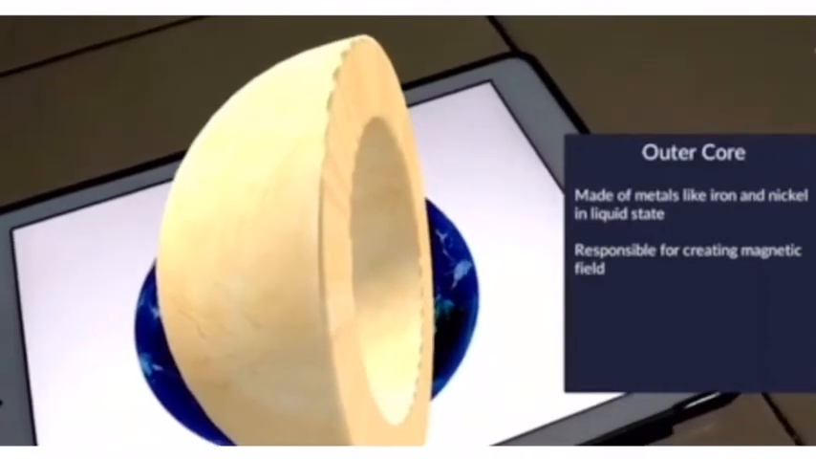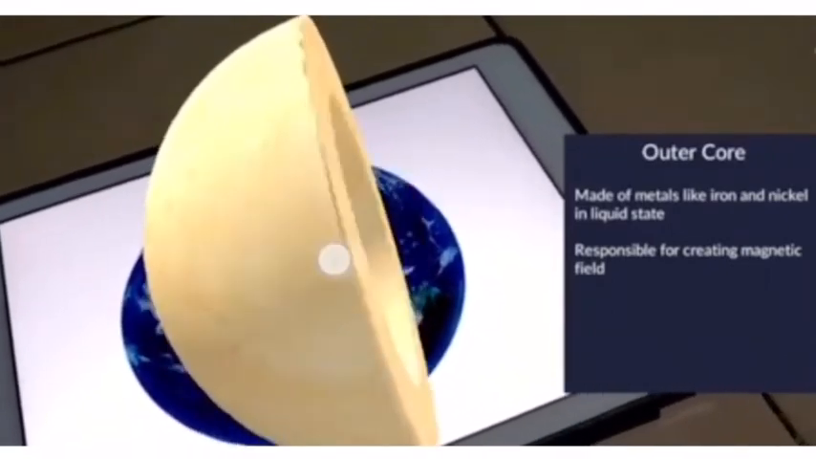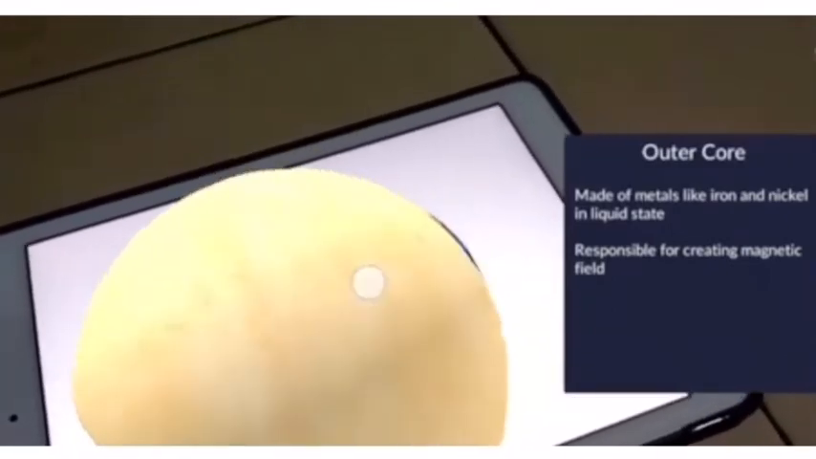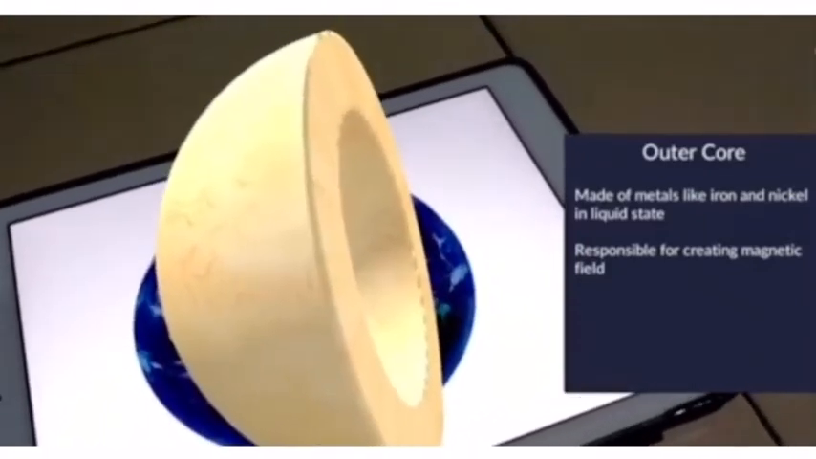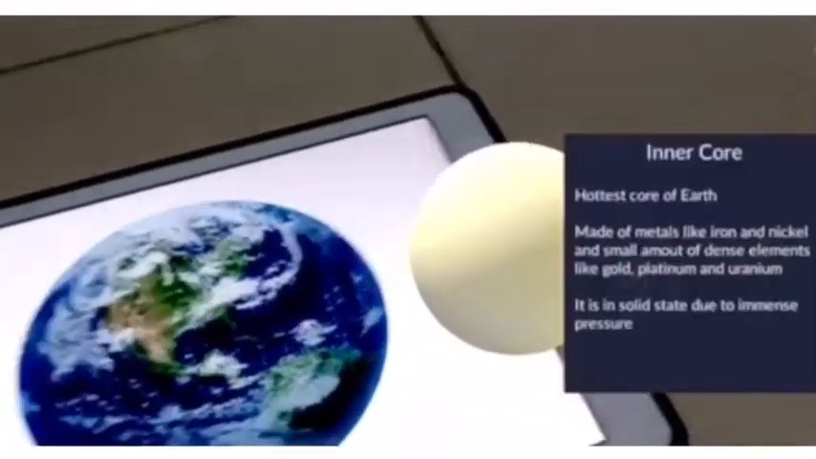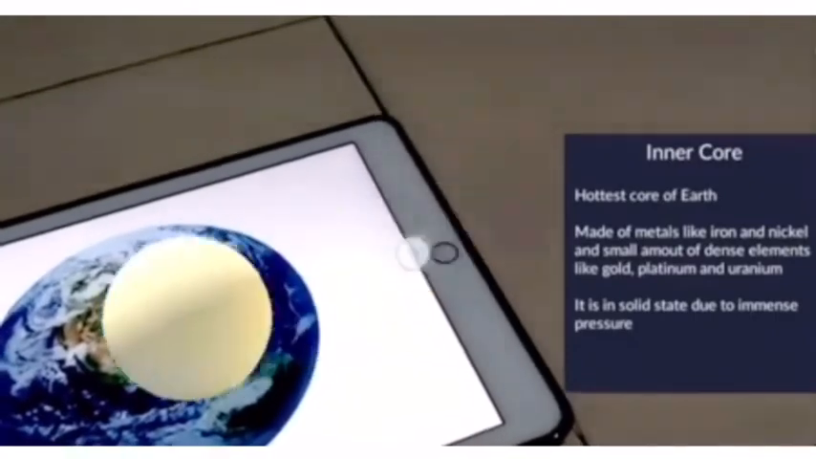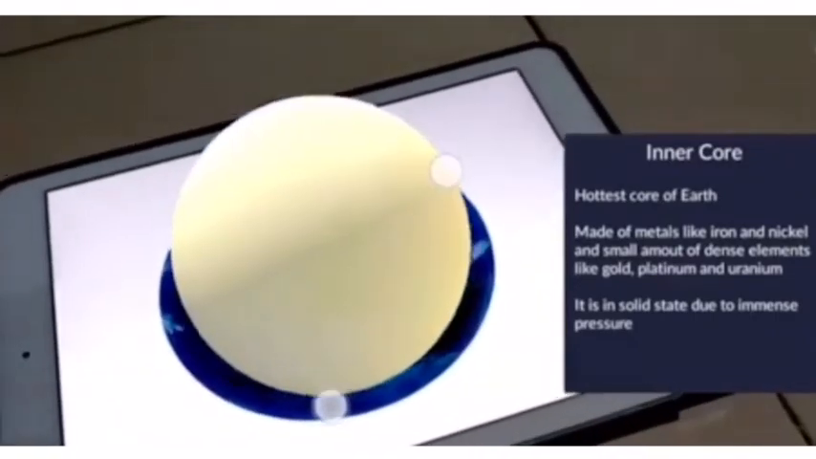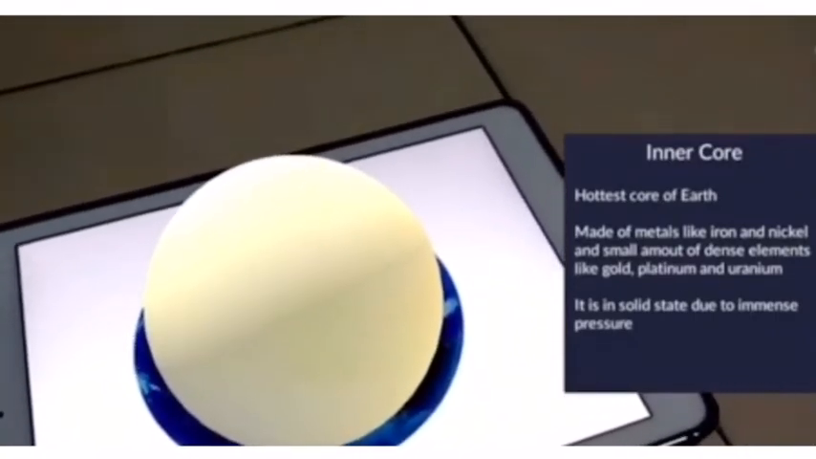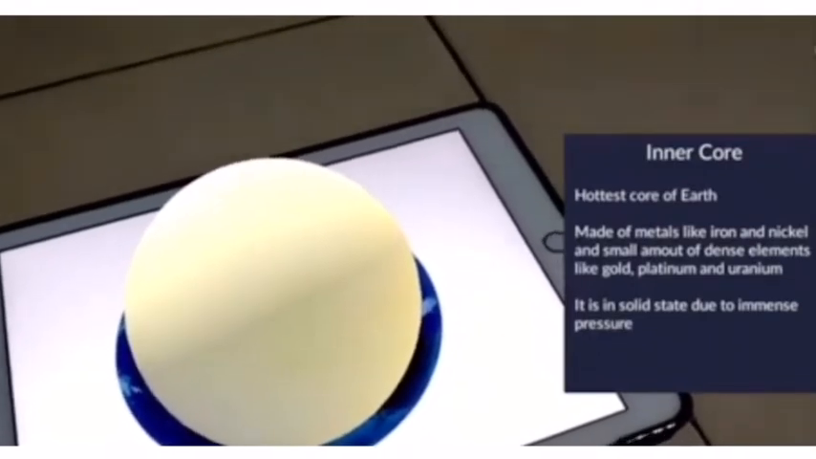Here the outer core is made of minerals like iron and nickel. A very strong magnetic field is also there. Next we are going to the inner core, the hottest core, which will be at 5000 degrees Celsius, where the nickel and other parts are present.